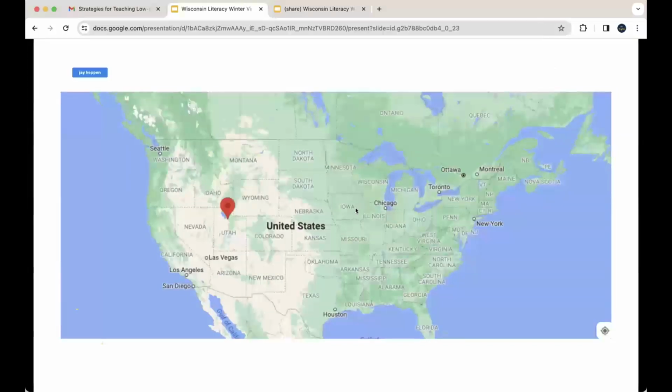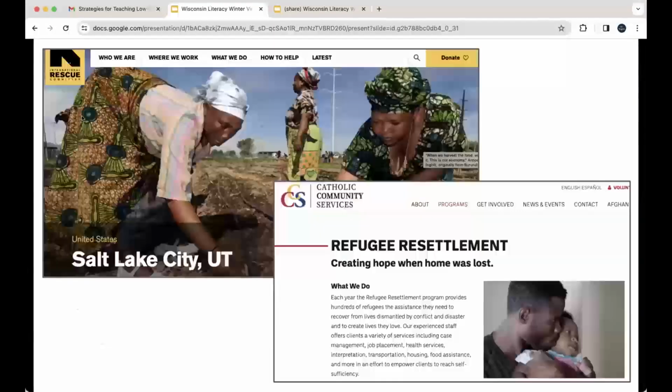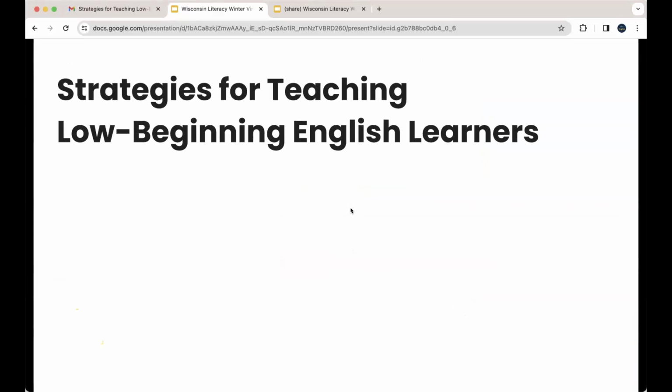I am located in Salt Lake City. Our city has 2 refugee resettlement agencies, and many of the students that I have worked with over the years are newly resettled refugee adult students who have come to Salt Lake through the International Rescue Committee or Catholic Community Services. There's also a fairly large immigrant population here. So there's a variety of students that I've worked with over the years here.